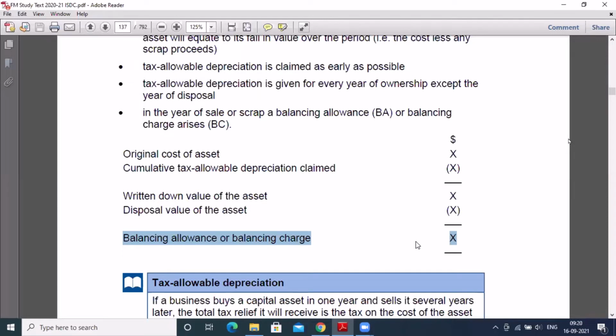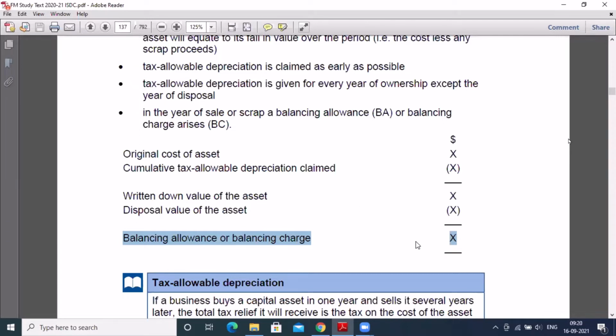It means there is no concept of profit or loss on disposal of an asset. Instead of profit or loss on disposal, we consider it as balancing allowance or balancing charge. If it is a loss, we consider it as balancing charge. If it is a profit, we consider it as balancing allowance. So just go through this pro forma.